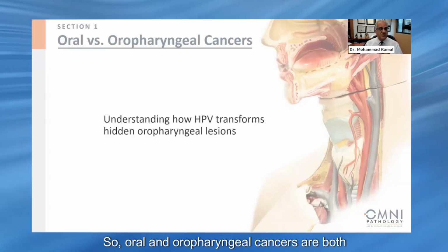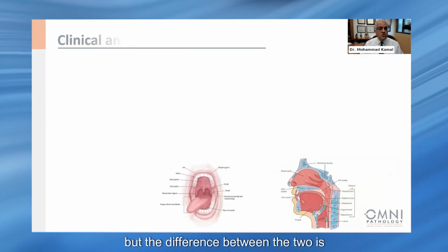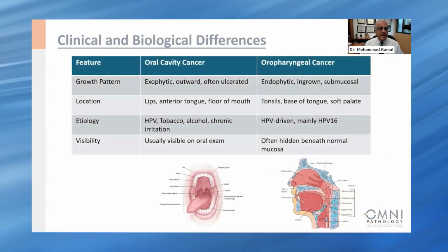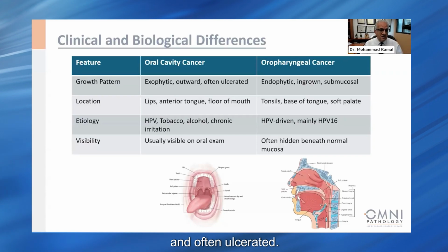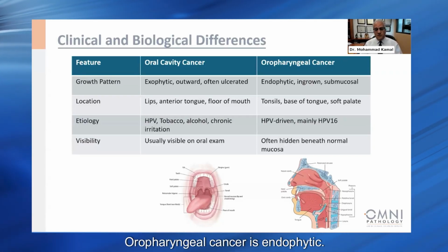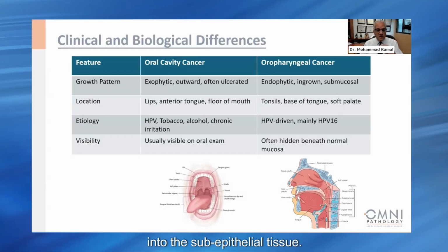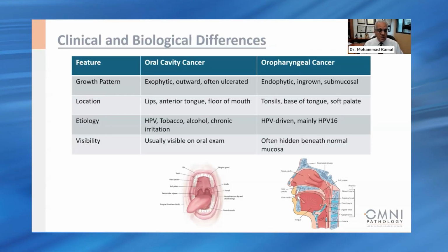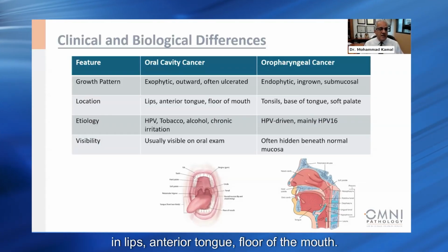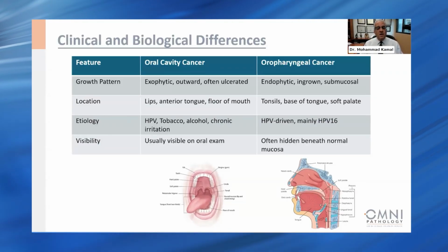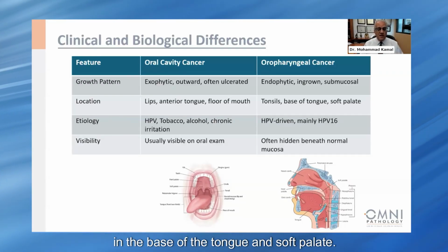So oral and oropharyngeal cancers are both squamous cell carcinomas. But the difference between the two is oral cancer is exophytic. It's an outward growing and often ulcerated. Oropharyngeal cancer is endophytic. It grows inside, inward, into the subepithelial tissue. The site, of course, the oral cavity, most common cancers are in lips, anterior tongue, floor of the mouth. However, the oropharyngeal cancers are mostly in the tonsils, but you could see them in the base of the tongue and soft palate.